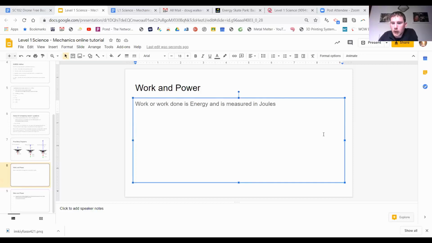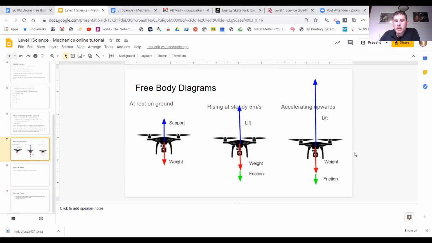So I just saw a question, apologies I didn't see it a moment ago. How does friction affect the speed? So I think that's coming back up to here. I'm going to assume that you were asking about the rising at a steady 5 meters per second. If I'm wrong, then please correct me.